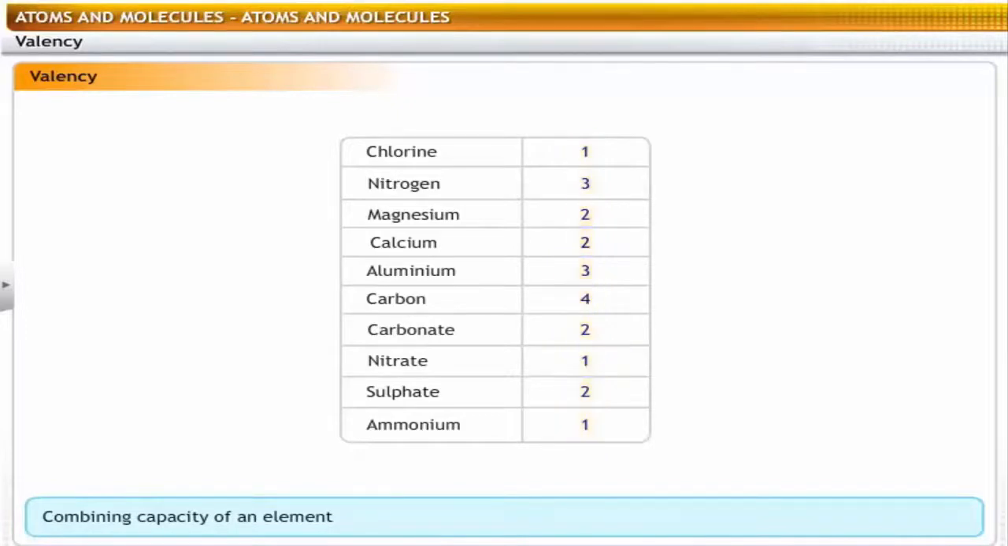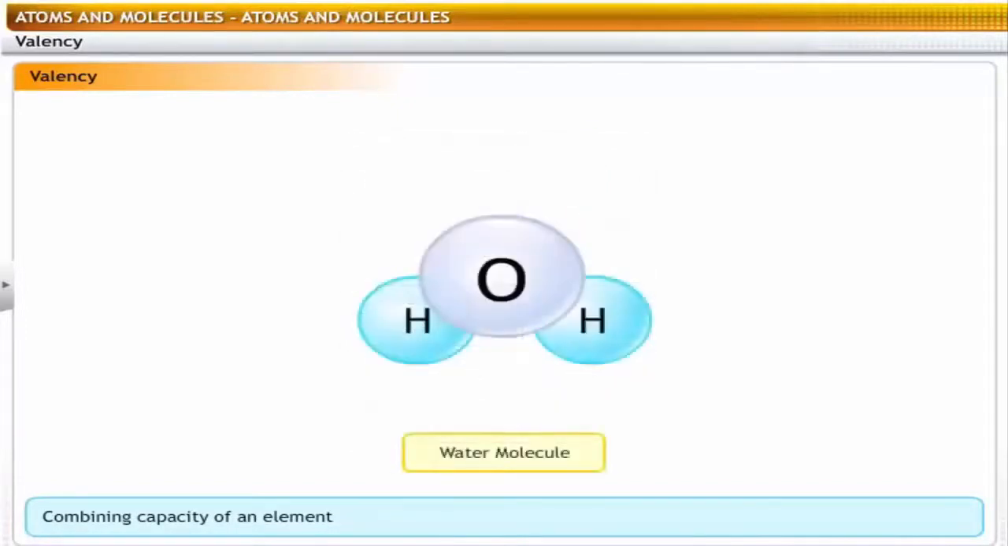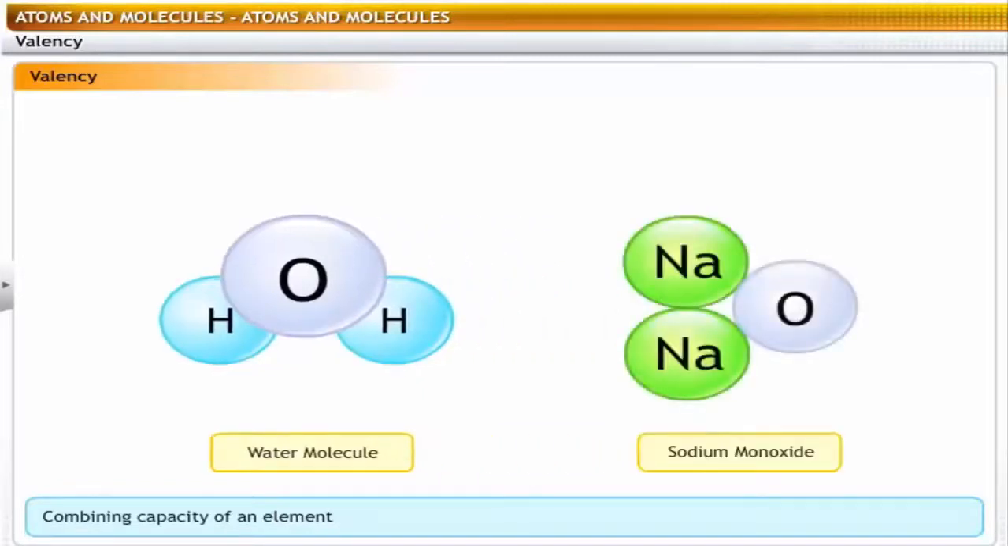For example, consider a water molecule. It has 2 atoms of hydrogen and 1 atom of oxygen. This shows that the combining capacity of oxygen is 2 and it takes 2 hydrogen atoms. Similarly, sodium monoxide has 2 atoms of sodium and 1 atom of oxygen. Thus, the combining capacity of sodium is 1 and oxygen is 2. Here the compound is formed by 2 different elements, and such compounds are called binary compounds.